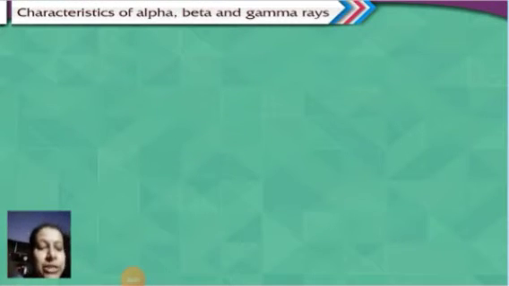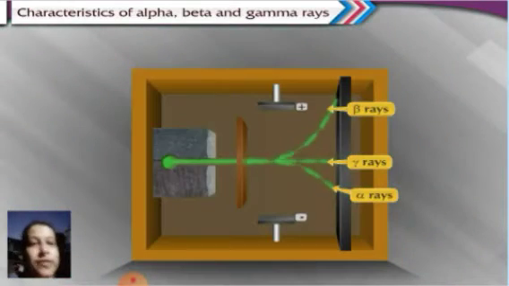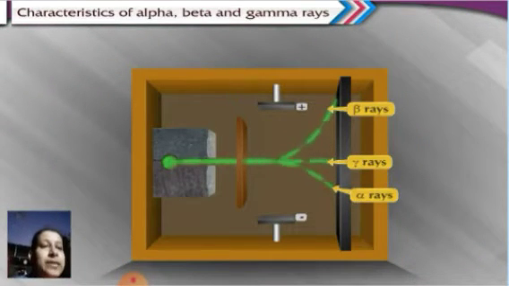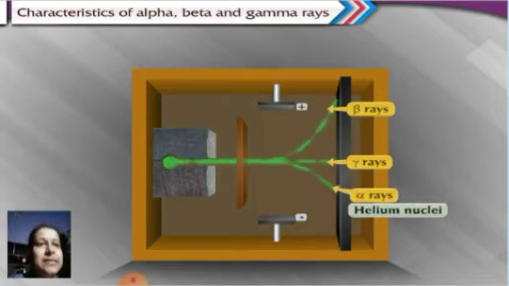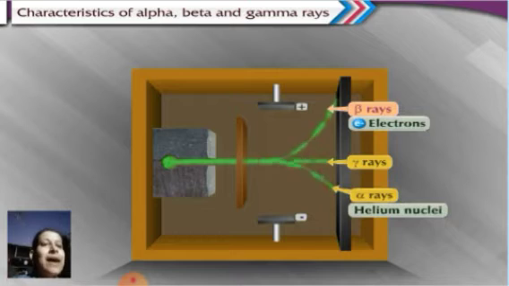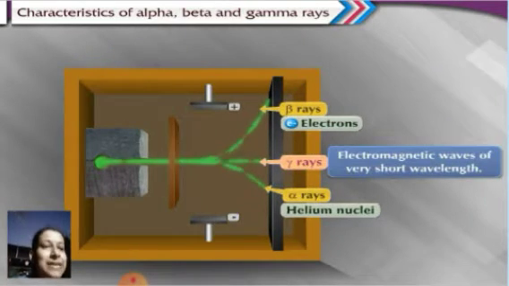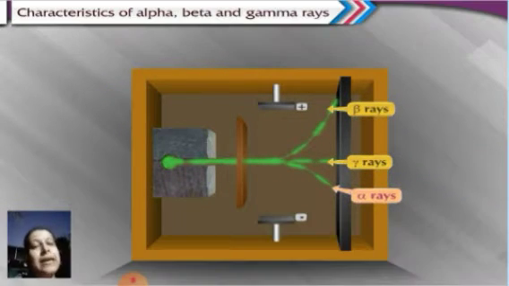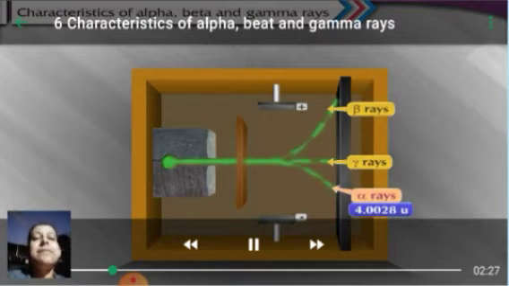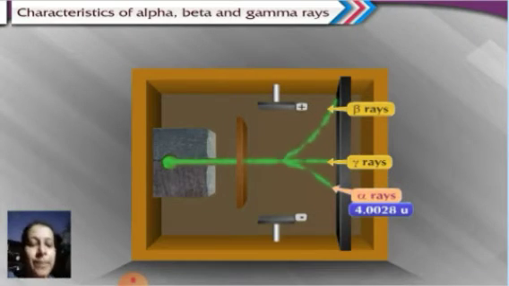First one is the nature. How is the nature of alpha, beta and gamma rays? Alpha rays are positively charged helium particles, whereas beta rays are electrons, which are negatively charged, whereas gamma rays are nothing but electromagnetic waves or electromagnetic radiation, since they do not carry any charge. This is regarding the nature. Next one is the mass, that means how much mass each one of them has.